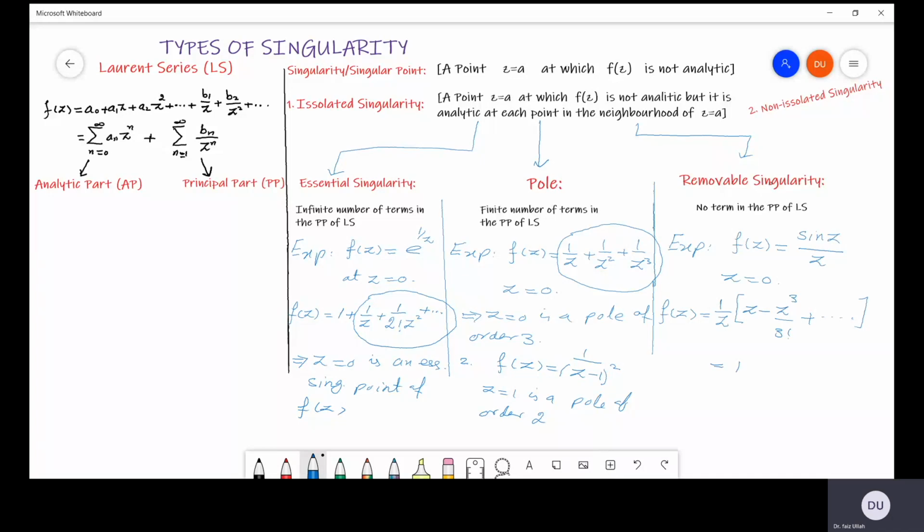Let us multiply 1 over z. So I can get 1 minus z square divided by 3 factorial plus and so on. Now look at this function. There is no term in which z is in the denominator, or there is no term in the principal part of this function. So that is why z is equal to 0 is a removable singular point.